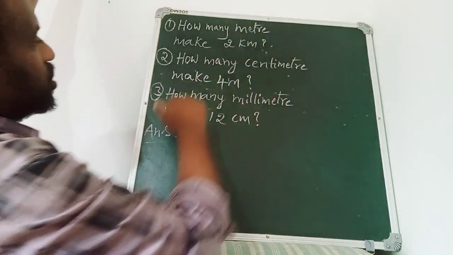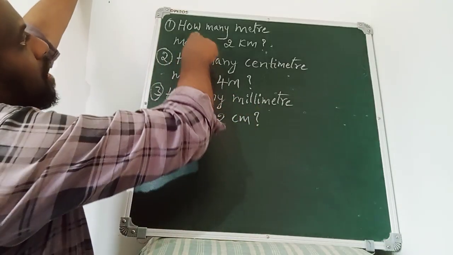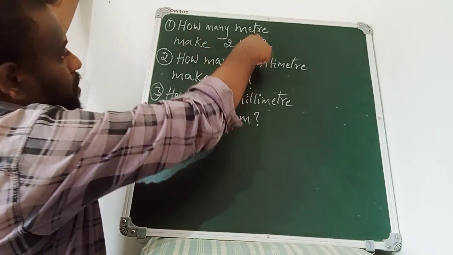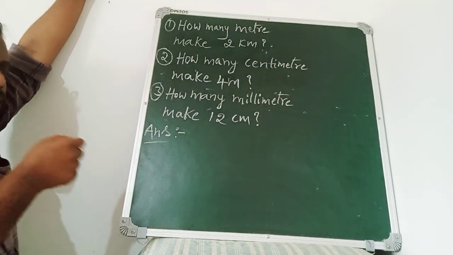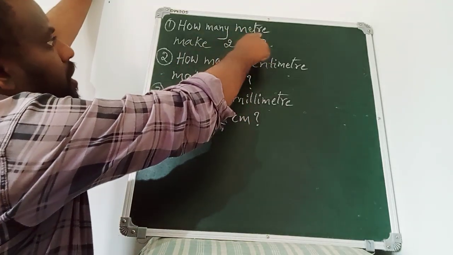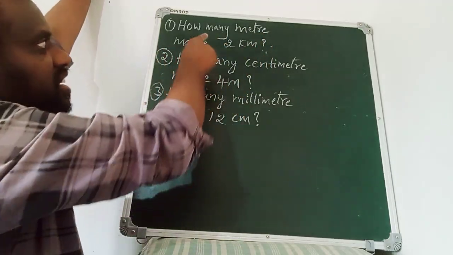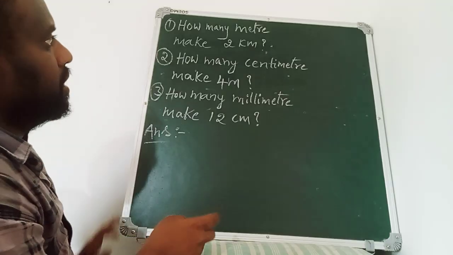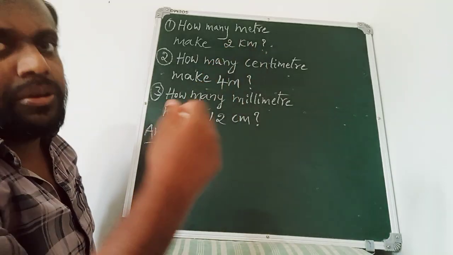Yeah, there are three questions. First question, I will see first question. How many meter make 2 kilometer? Okay. How many meter make 2 kilometer? What is the meaning of that sentence? That means this 2 kilometer is equal to how many meters?